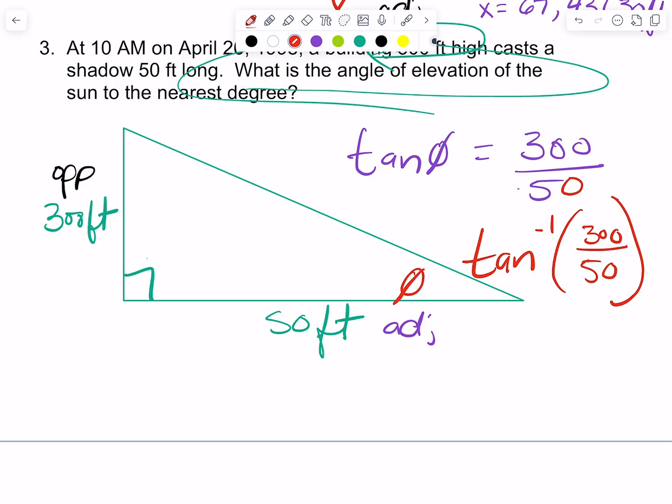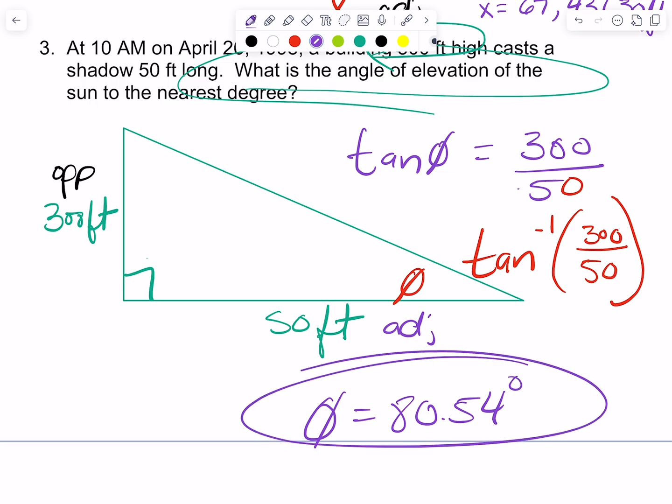Your angle should be between 0 and 90. If you ever get anything that's weird, you know you did it wrong. What did you guys get? 80-ish? 80.54? Yeah. So theta is going to be 80.54 degrees. That's going to be your answer.